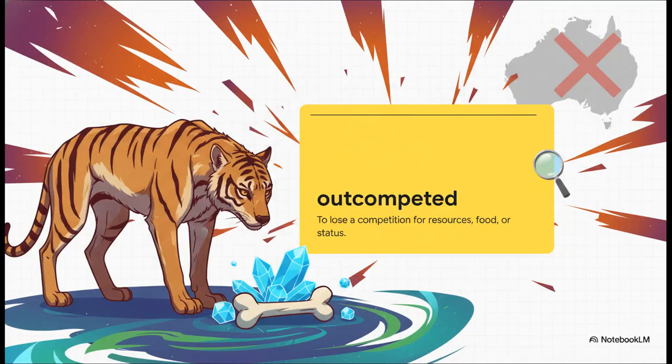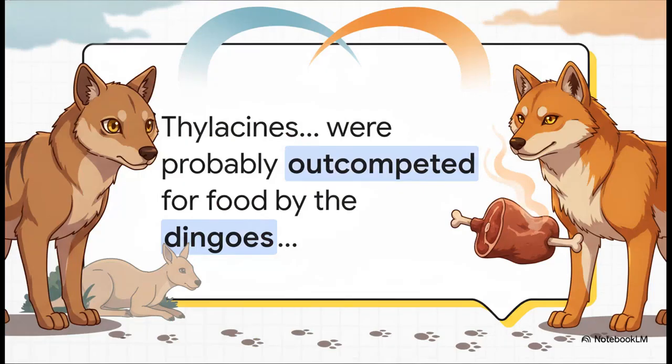Next up, outcompeted. This is a really key term you'll see all the time in science and history texts. It basically means that one group lost to another in the fight for things like food, territory, or other resources. So the key thing to understand here is that thylacines didn't just live in Tasmania, they were on mainland Australia too. But then humans brought dingoes, and the dingoes were just better hunters. The thylacines were outcompeted for food, and eventually that's why they disappeared from the mainland.